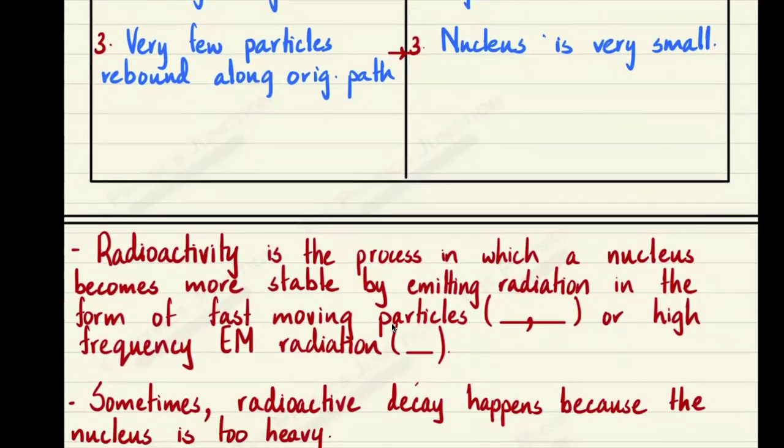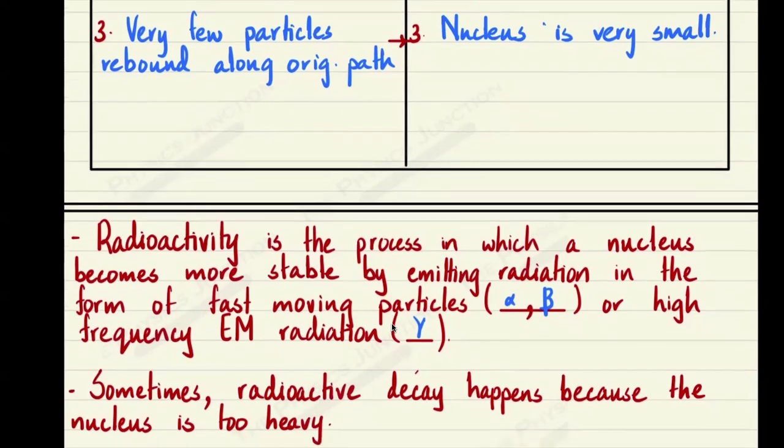Radioactivity is the process in which a nucleus becomes more stable by emitting radiation in the form of fast moving particles or high frequency EM radiation. So we know there are three types of radiation. This could be alpha or beta, because alpha is the helium nucleus that we just saw. Beta particles are basically electrons, or high frequency EM radiation, which is gamma. So in the EM spec videos, the one which was on the far right, the highest frequency, lowest wavelength radiation, that's gamma, and that's also emitted in the process of radioactivity.